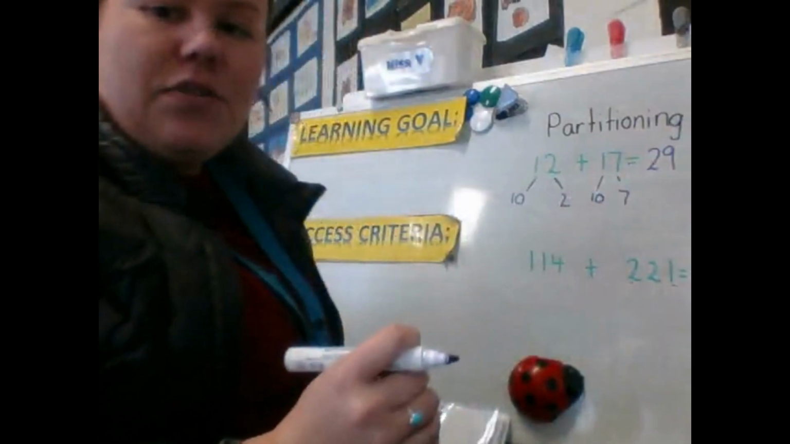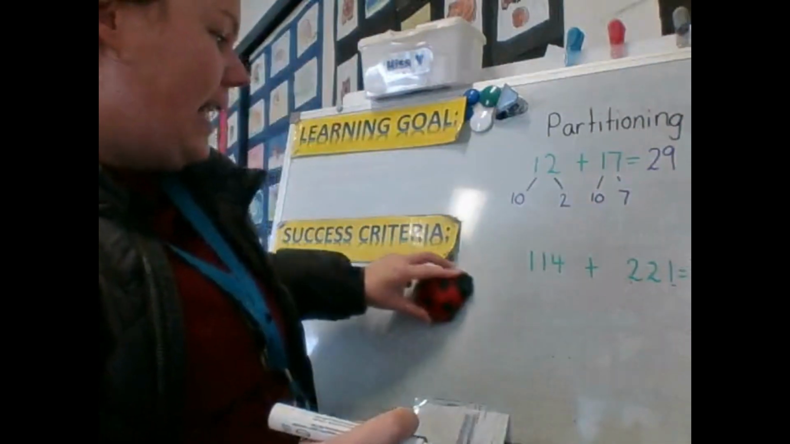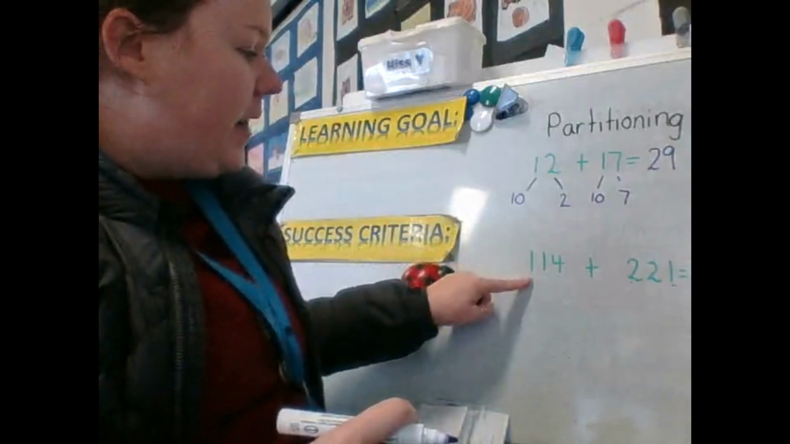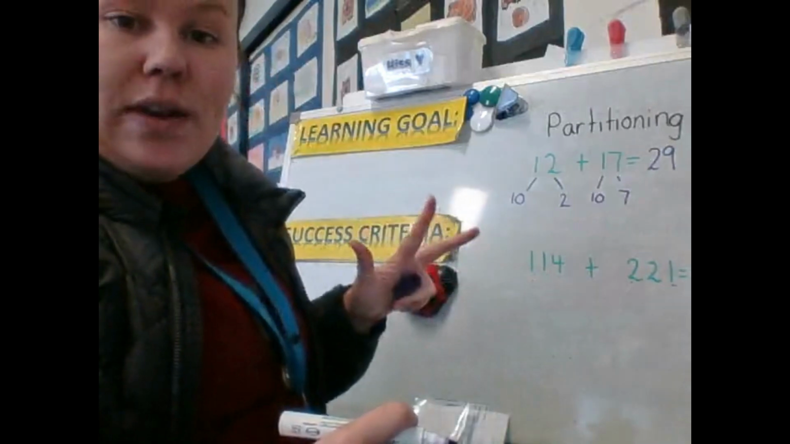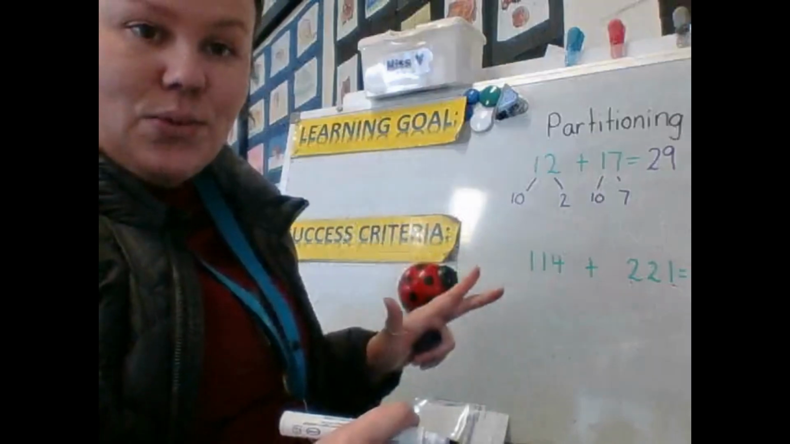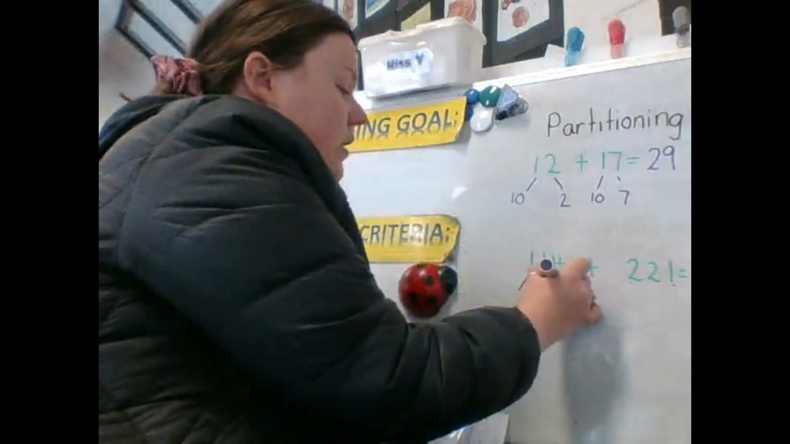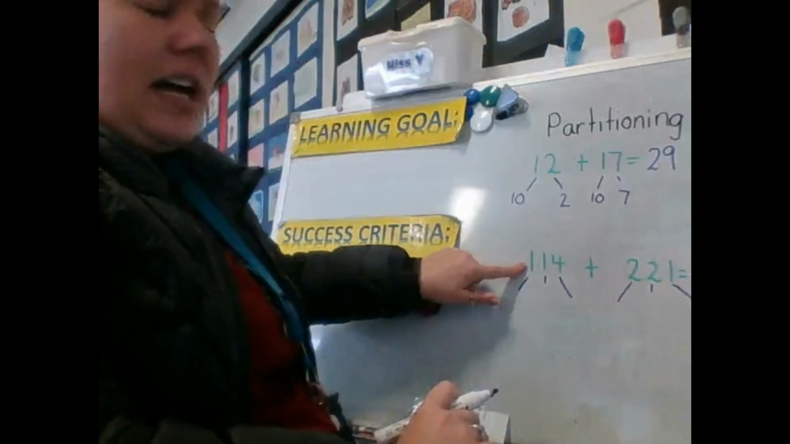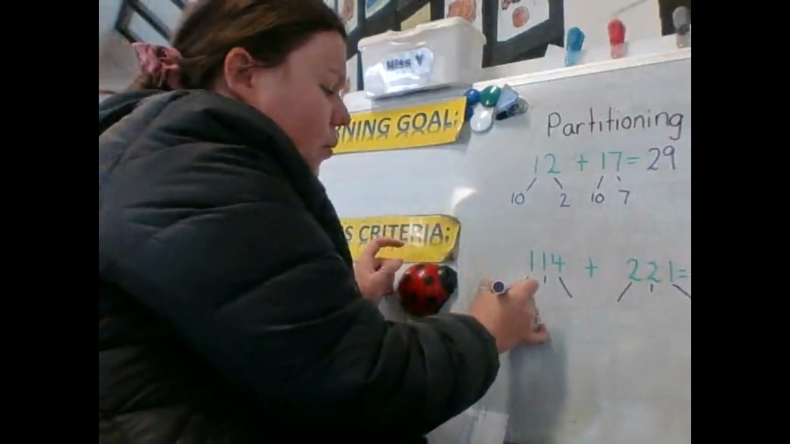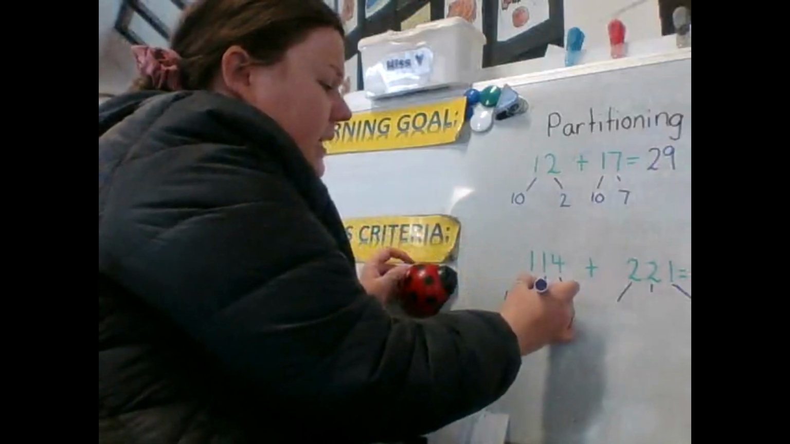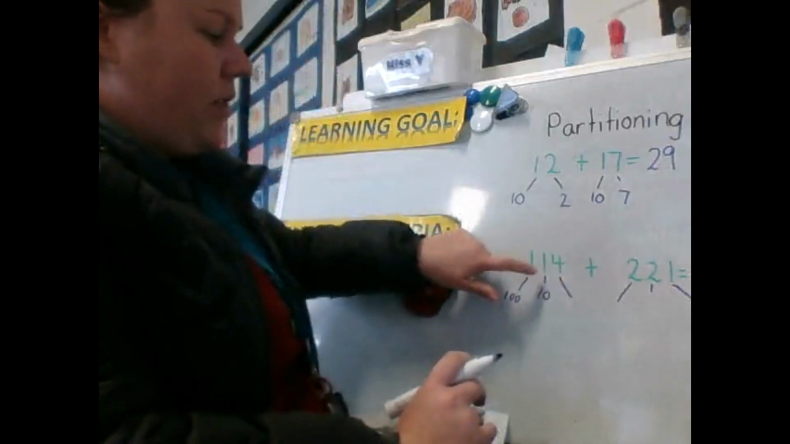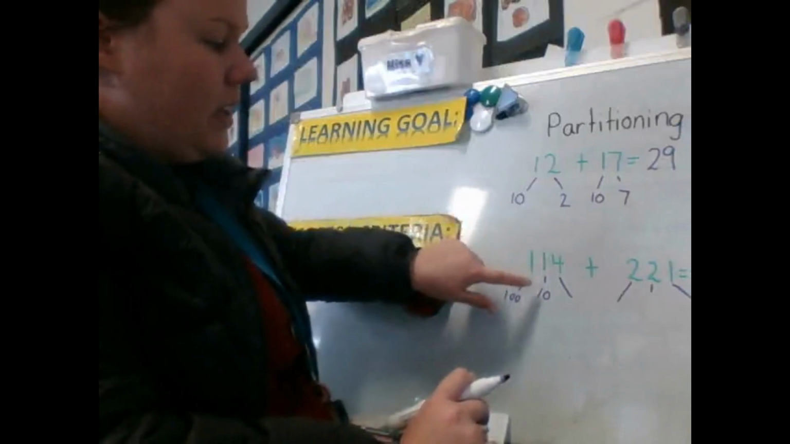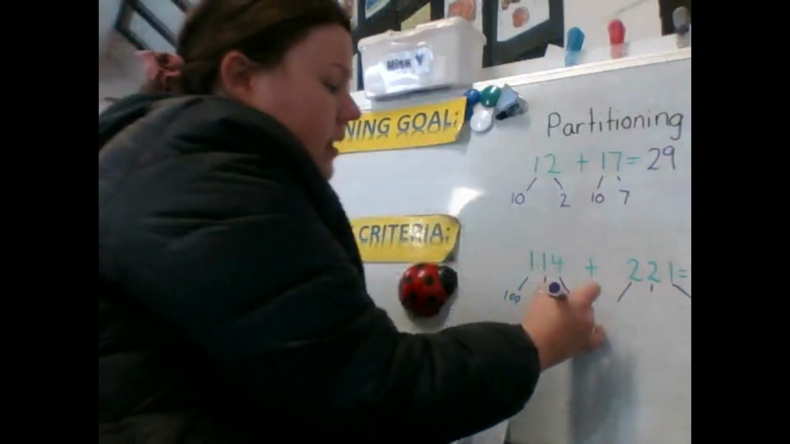Partitioning, again, is a really successful strategy to use when you're adding 3-digit numbers together as well. So I know when I've got 3-digit numbers, I need to break them into 3 parts, the hundreds, the tens, and the ones. So I'll draw my 3 little lines coming off these numbers so it's really clear. And in the number 114, our parts are 100 plus 10. And we need to be mindful that we say it's plus 10. It's not plus 1 in here because this is in the tens column. So 100 plus 10 plus 4.